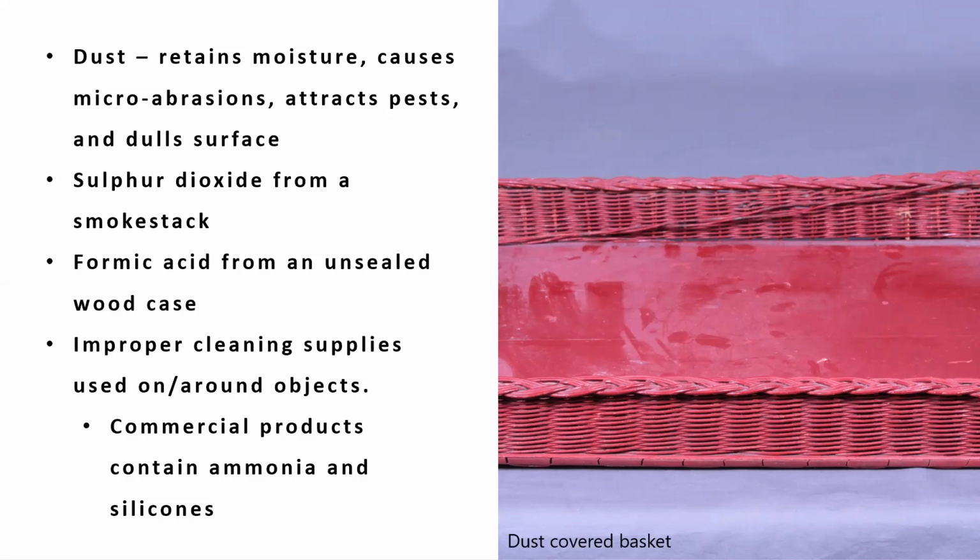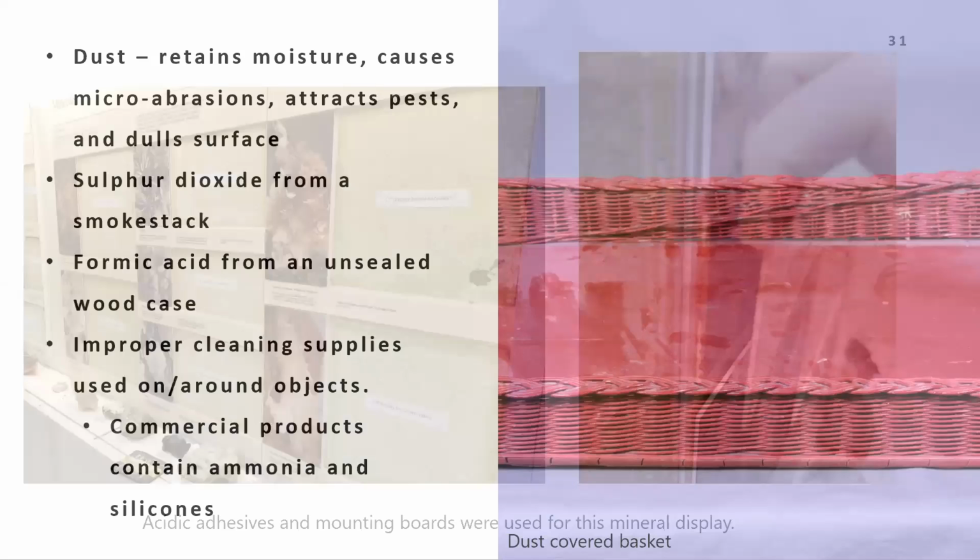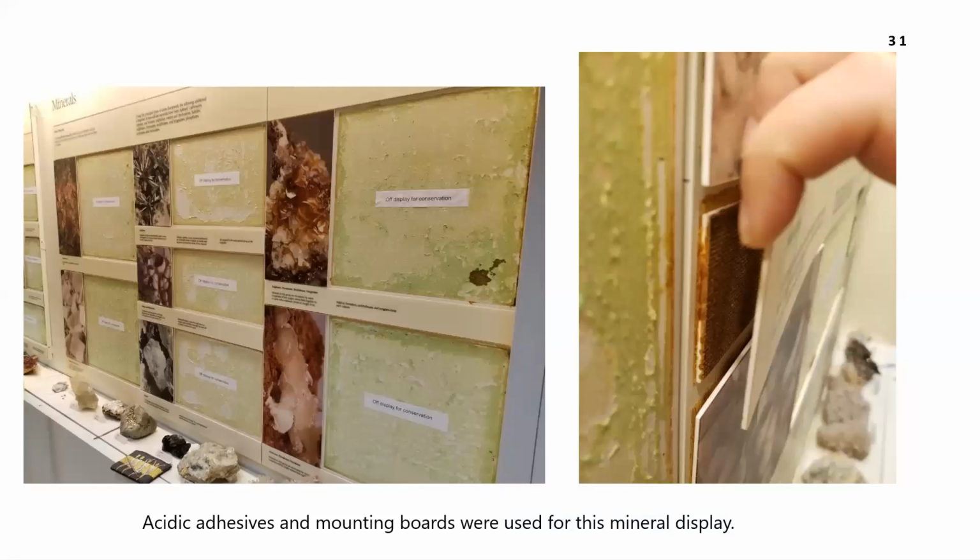Here's an example from my own work. This was when some acidic adhesives and mounting boards were used for a mineral display. They were all taken off, but they left a gross, grimy residue. And even though this was a mineral display, it did affect them because the silver mineral in the display actually tarnished very quickly. When I took it off the display, the back of it was unaffected, but the front, having been exposed to all this acidity, was very tarnished.